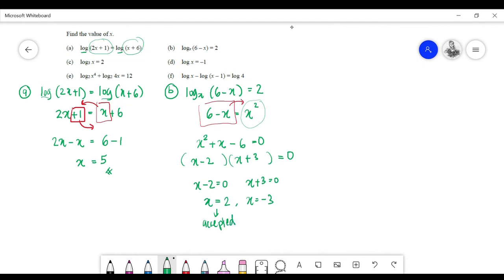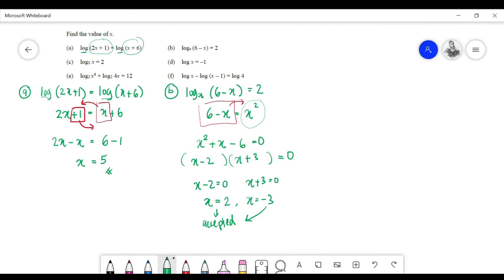Okay, so how about negative 3? When you substitute x with negative 3, you will get 6 minus negative 3. Okay, still a positive value, so this one is also accepted. So both are accepted, so the answers are 2 and also negative 3.